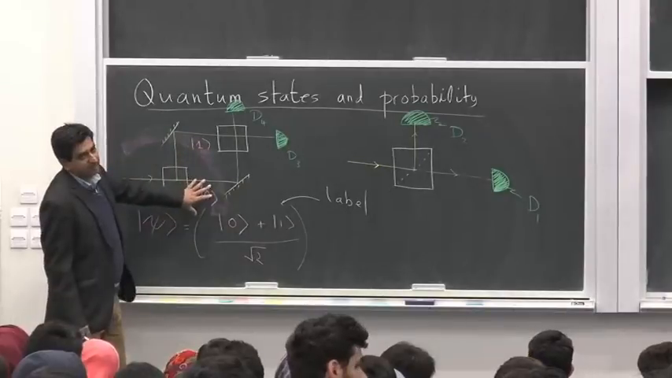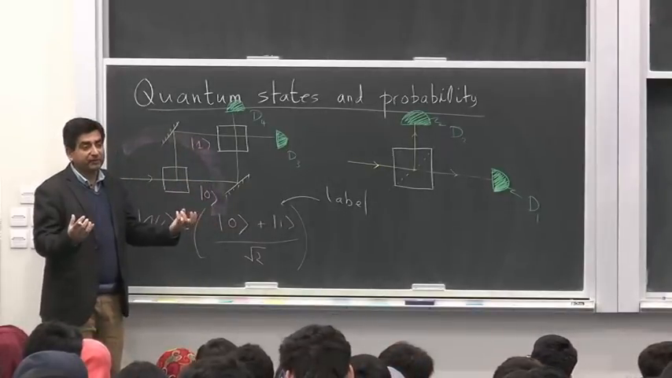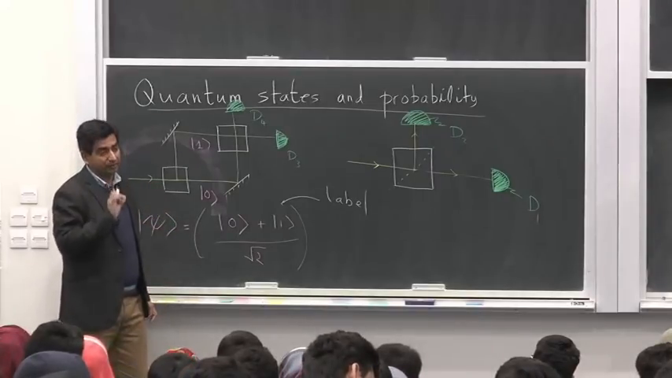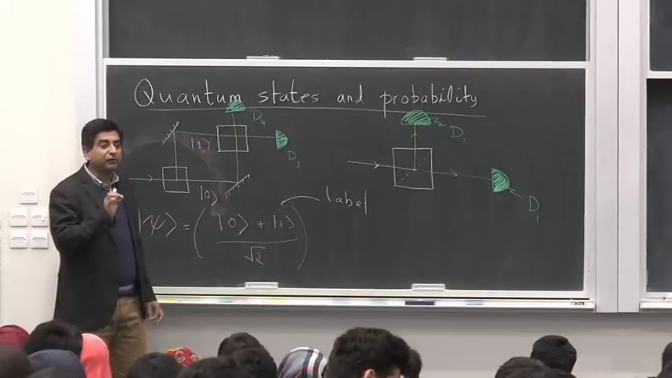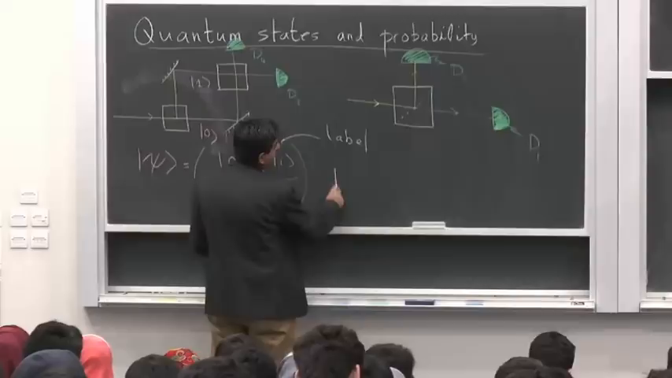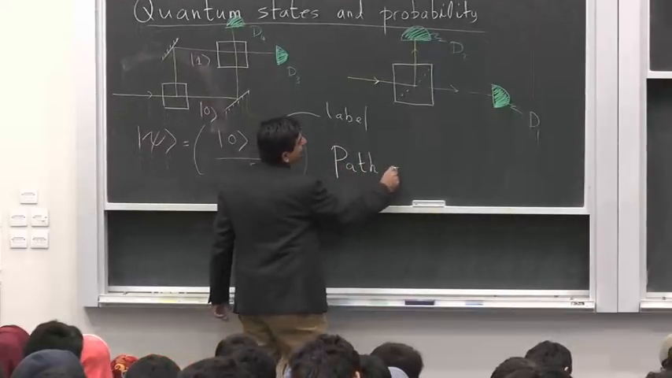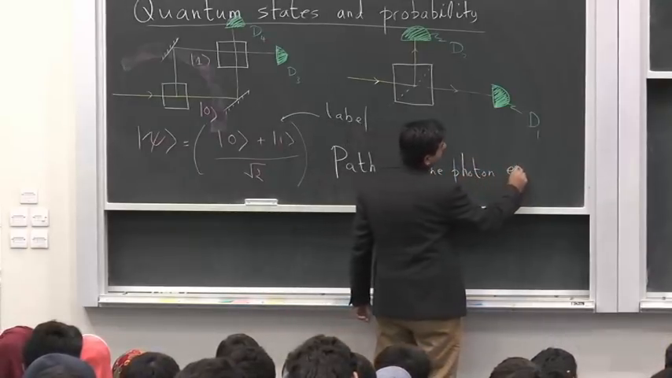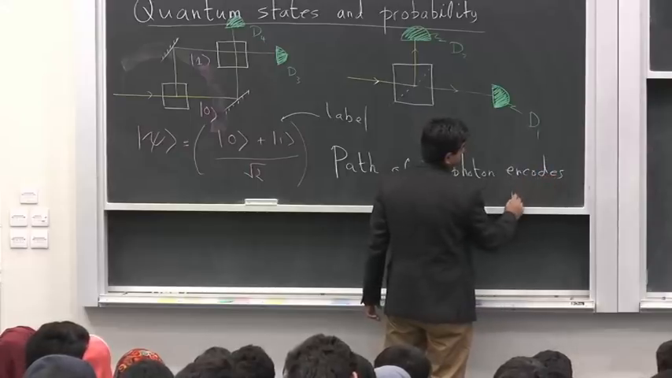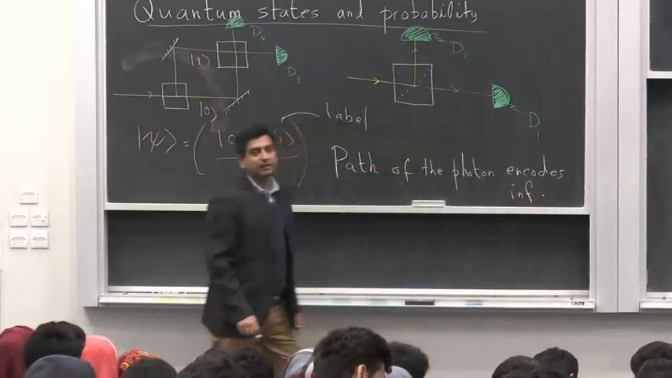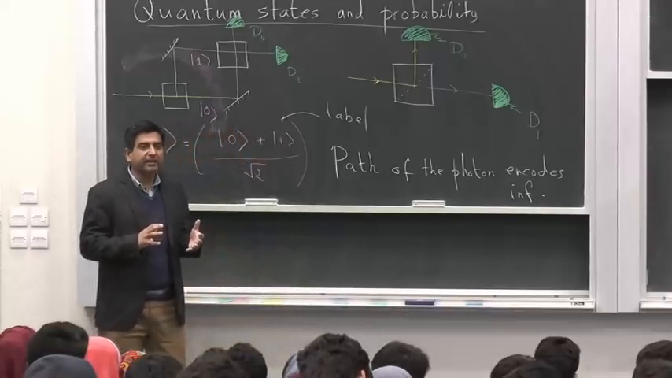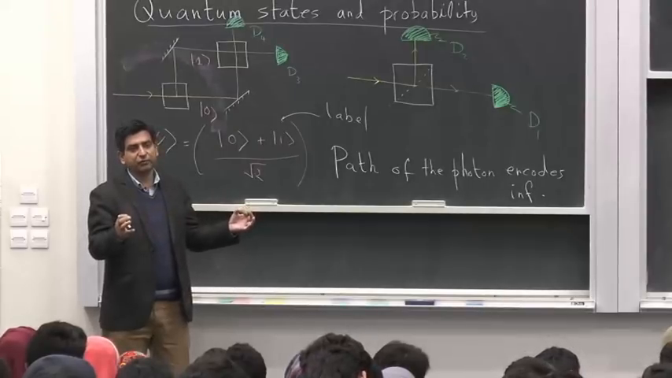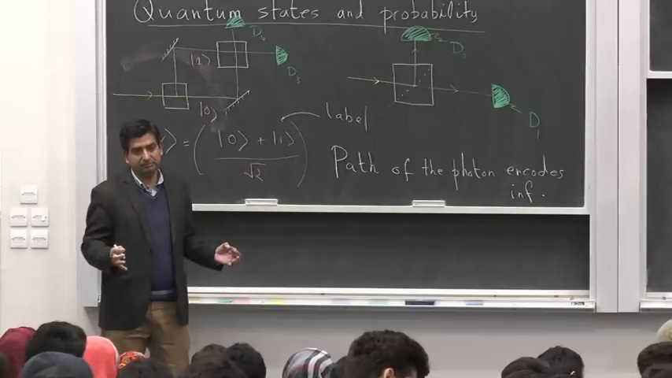So we have these labels. And these labels correspond to a piece of information. Now that information is encoded, in this particular case, in the path of the photon. Right? The path of the photon encodes information. And the path of the photon is acting like a two-level quantum system. So we say that the path of the photon is our qubit. All right?